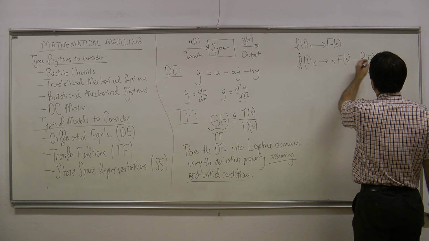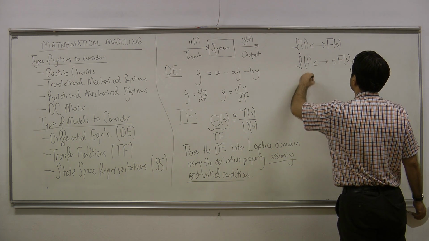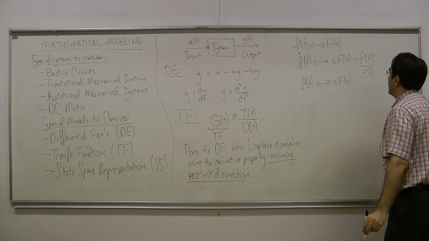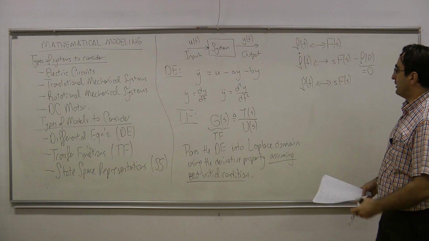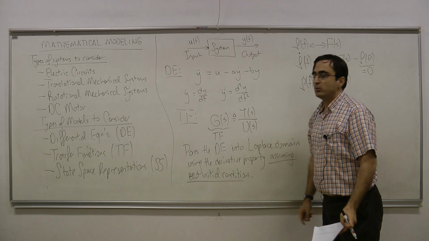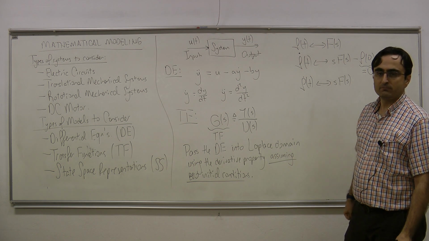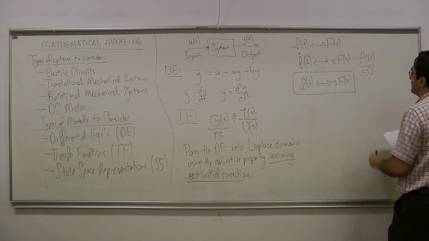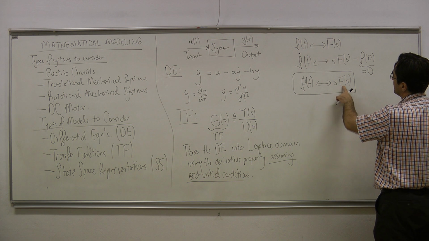Therefore, when I assume that this is equal to 0, then f dot of t is just going to have the Laplace transformation s times F of s. So we are assuming that the values of these functions u and y at time equals 0 are all equal to 0. This gives us the simple representation here: f dot has the Laplace transformation s times capital F of s.